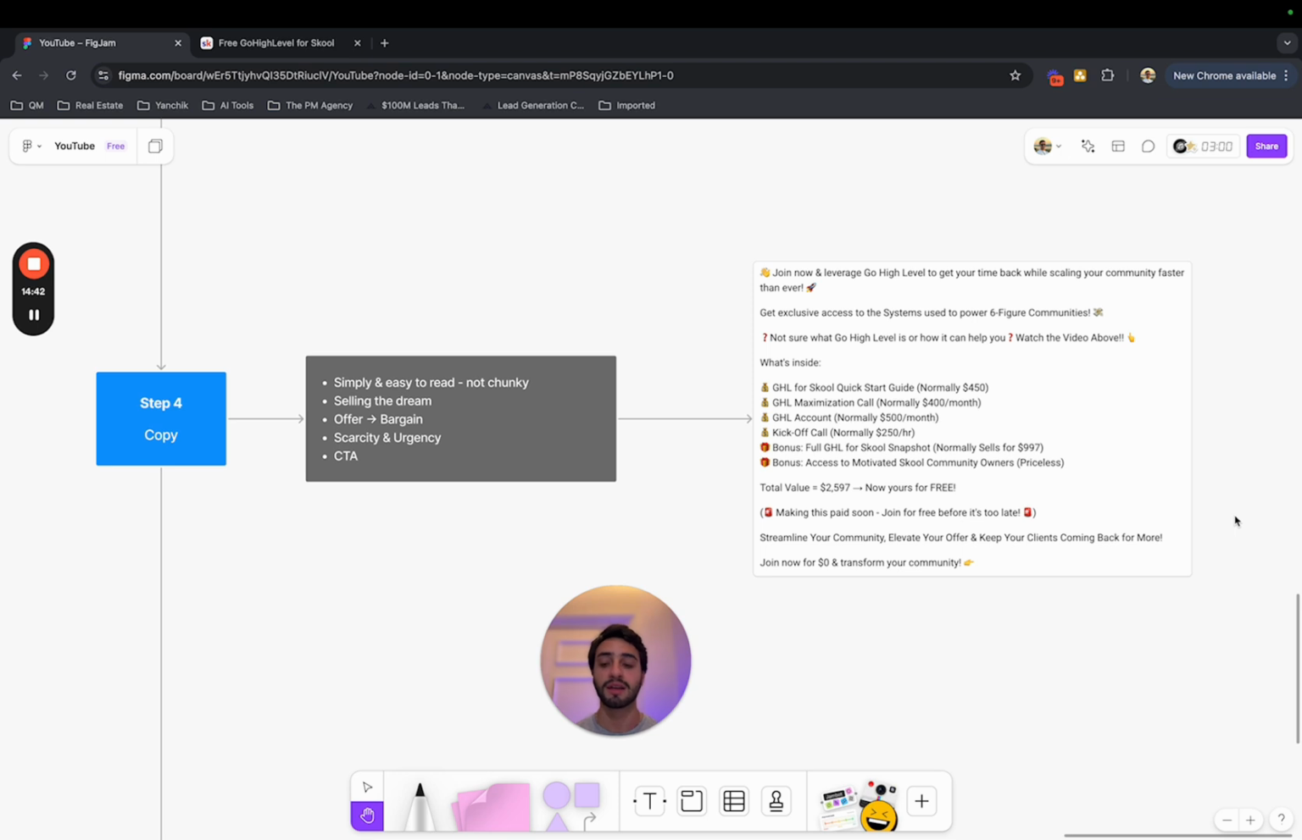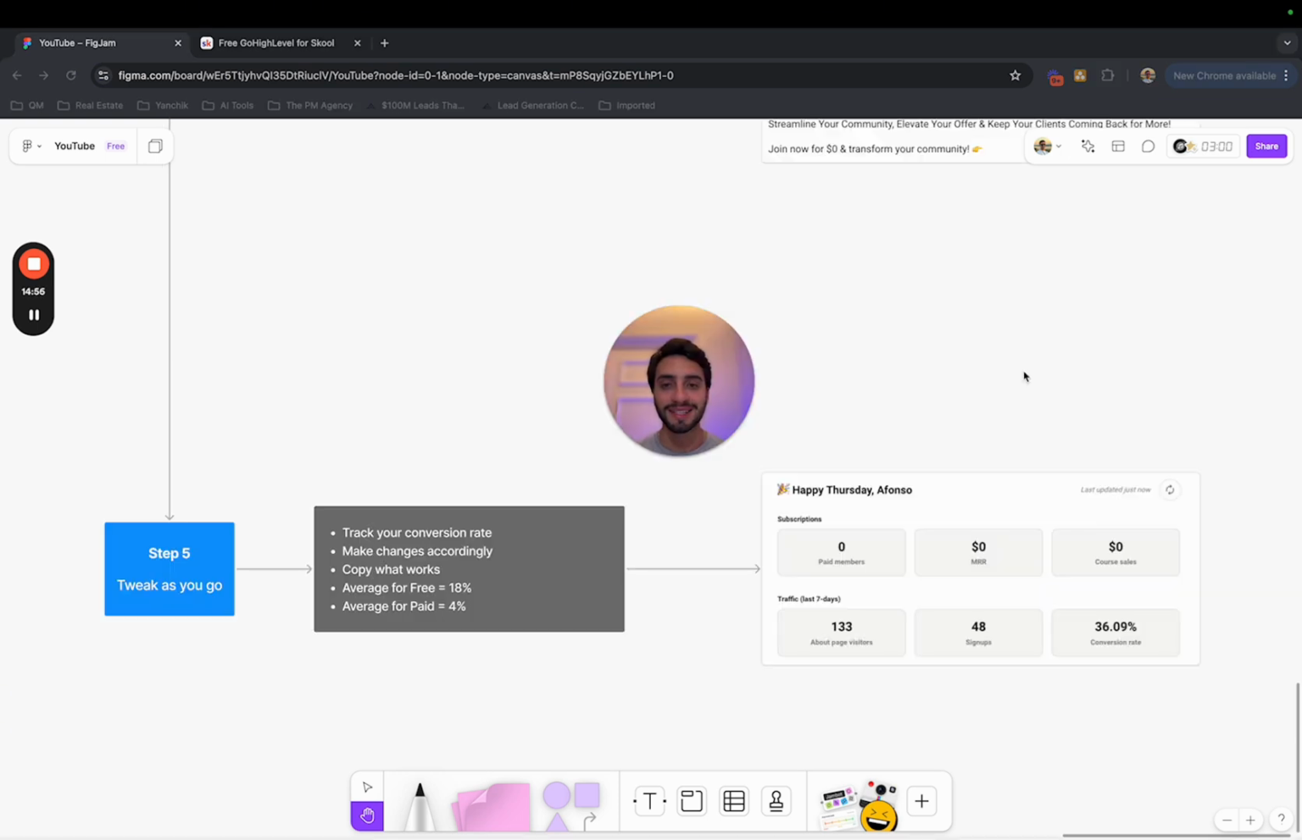Once you've done that, you are now ready for the last step in this process. Now, the last step is about tweaking as you go. At the end of the day, there's no point making any sort of changes if you don't have data to back it up and anything to benchmark it against. So what you're going to do is you're going to put something together, you're going to put it on your about page and leave it be for at least a month.